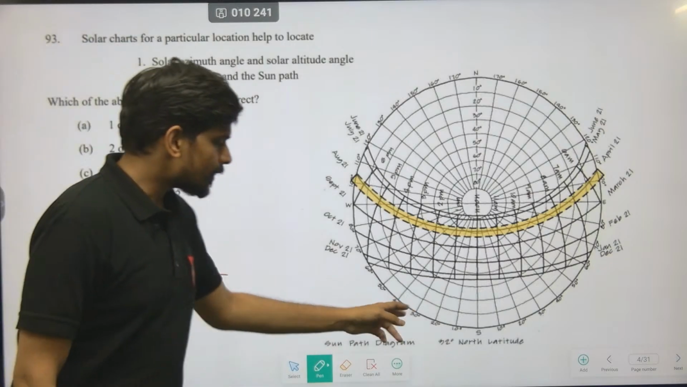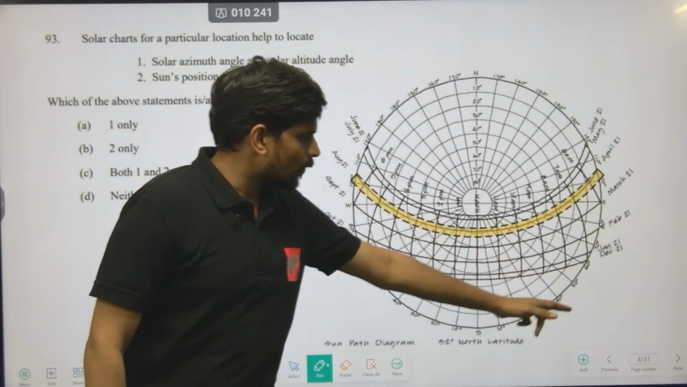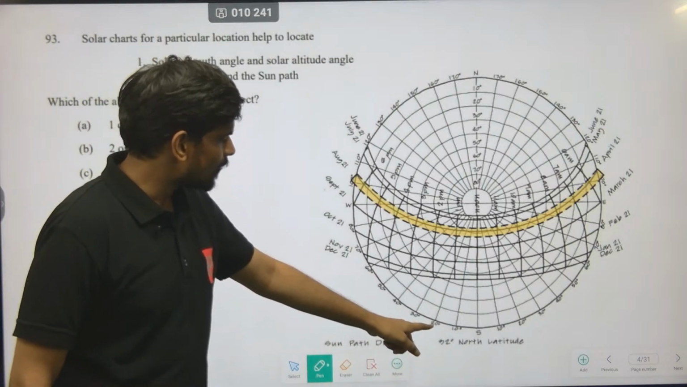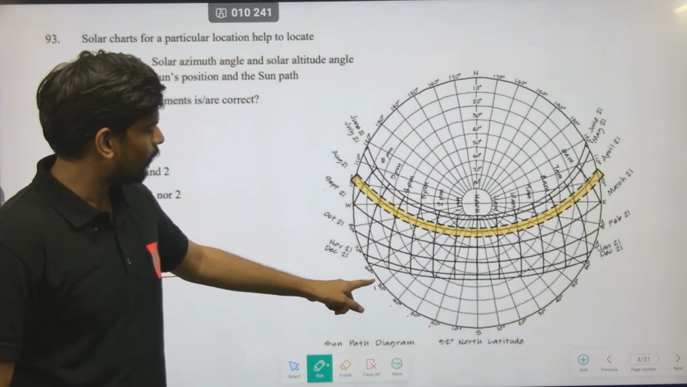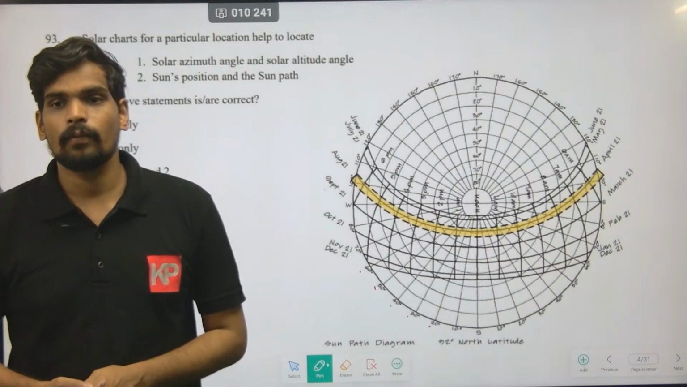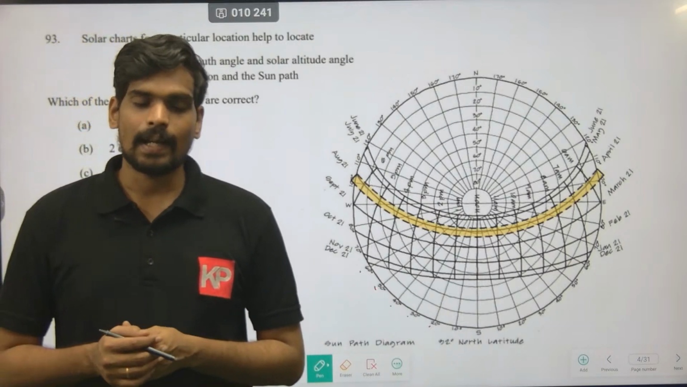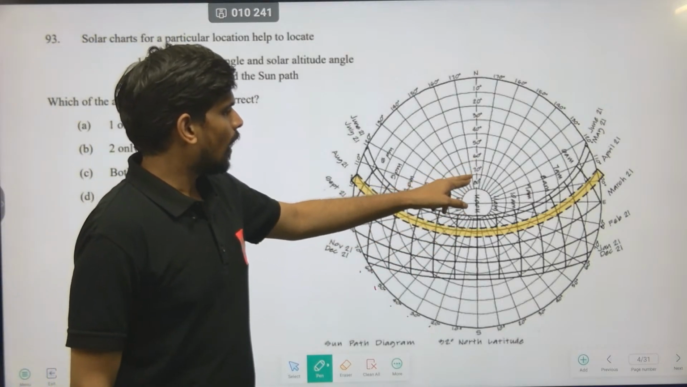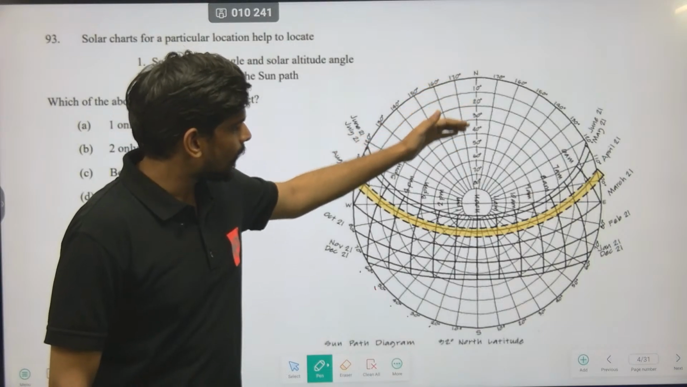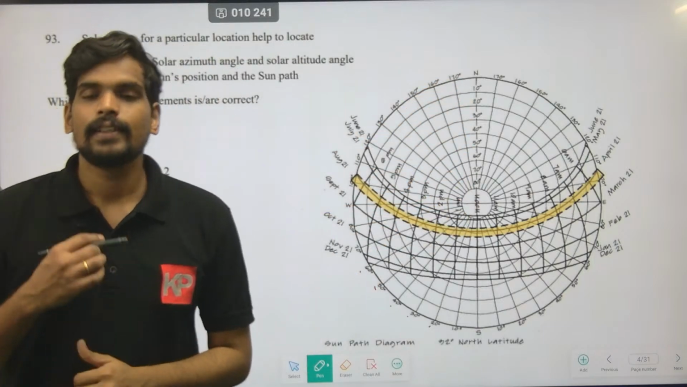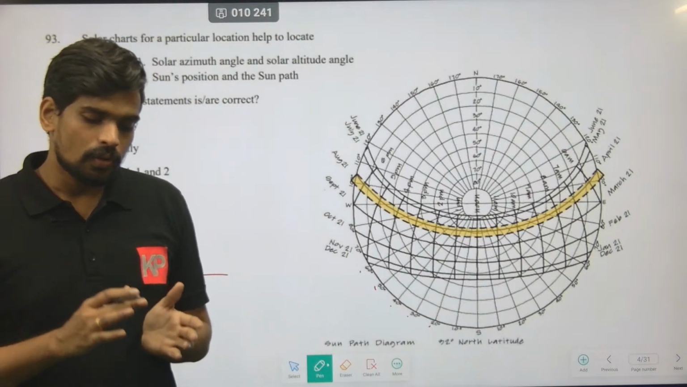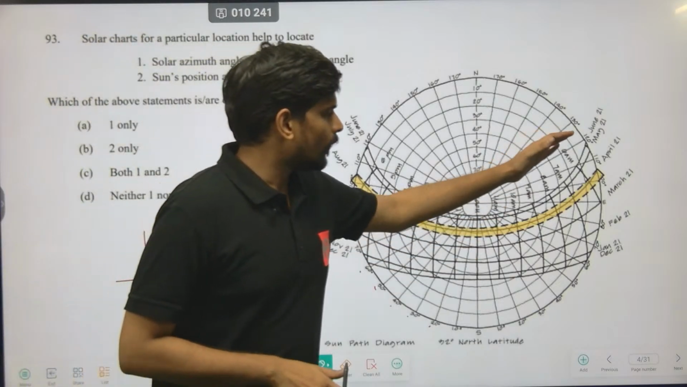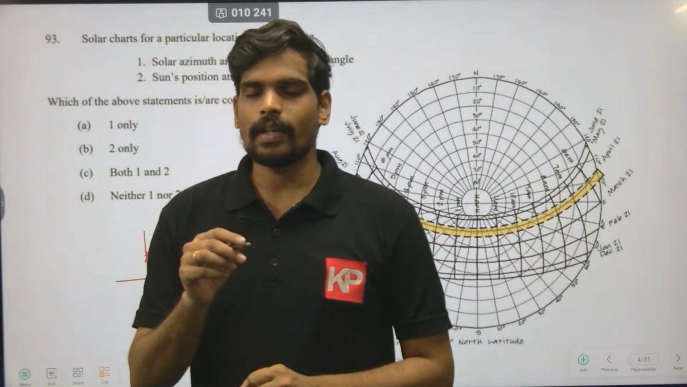In this diagram, on the periphery of the sun chart diagram, you see these radial angles: 20 degrees, 30 degrees, 40, 50, 60. These angles marked along the periphery are referred to as the solar azimuth angle. On the other hand, you have these angles 10, 20, 30, 40 coming inwards till 90 degrees at the center point. That's referred to as the solar altitude angle. So solar azimuth and solar altitude angle are represented on the sun chart diagram with an overlay of date and time of the day, so that you can locate the position of the sun.